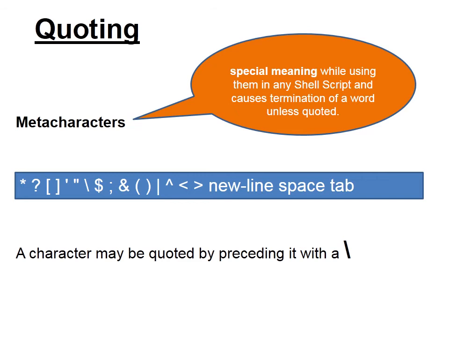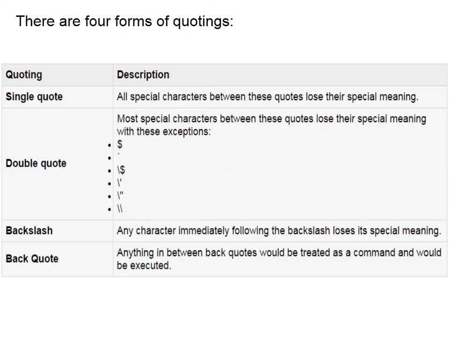Before understanding quoting, we have to know what meta characters are. The characters which have special meaning when used in any shell script and cause termination of a word unless quoted are meta characters. These are the meta characters. A character may be quoted by preceding it with a backslash. The four types of quoting and their descriptions are given in this table.